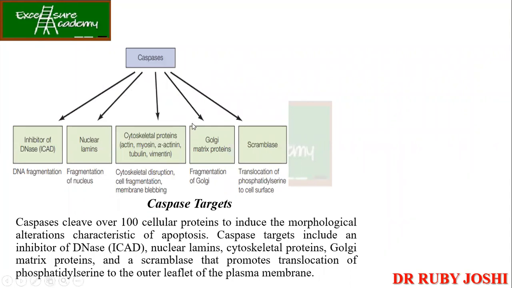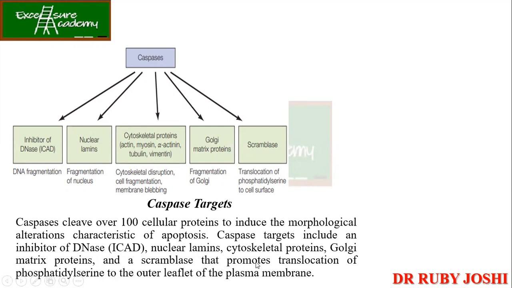So उनके क्या क्या काम है? So what are their targets? They are the inhibitor of DNases, because it is going to lead to DNA fragmentation, nuclear lamins, cytoskeleton proteins, Golgi matrix proteins, and scramblase. ठीक है, so we know that these are the 100 different cellular proteins which can induce the morphological changes in apoptosis. So the caspase targets include an inhibitor of DNase, nuclear lamins, cytoskeleton proteins, Golgi matrix proteins, and a scramblase that promotes translocation of phosphatidylserine to the outer leaflet of the plasma membrane.